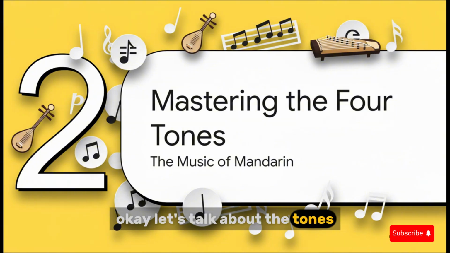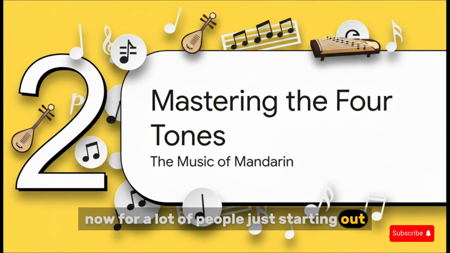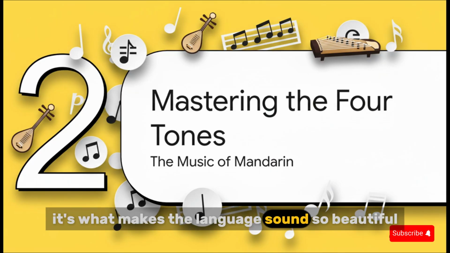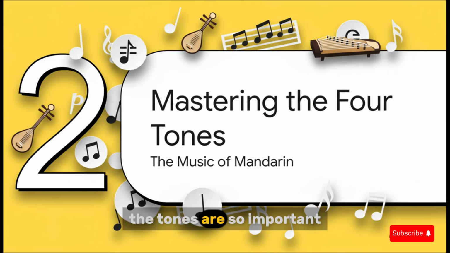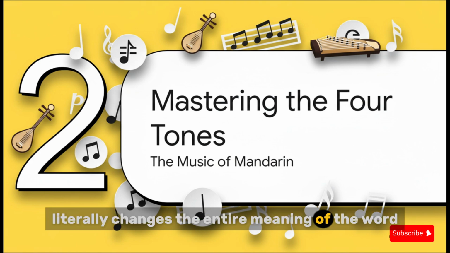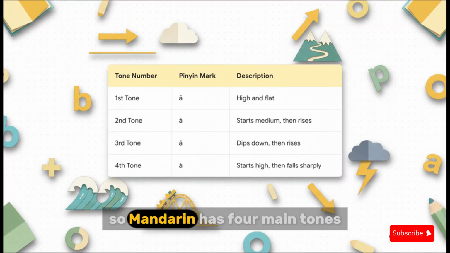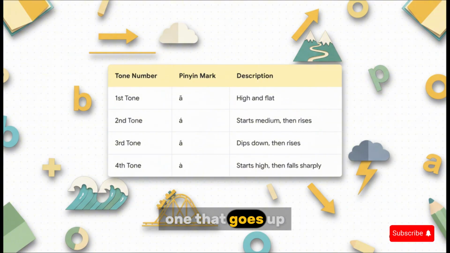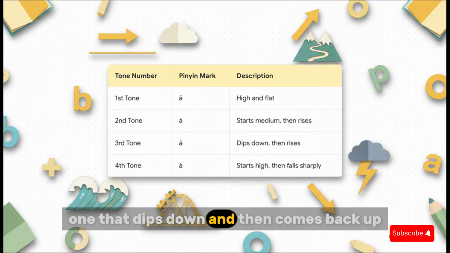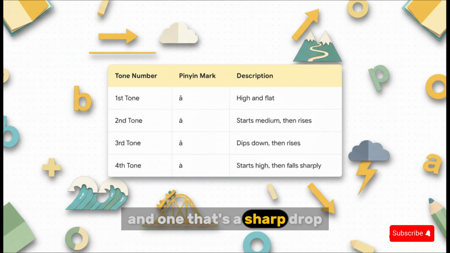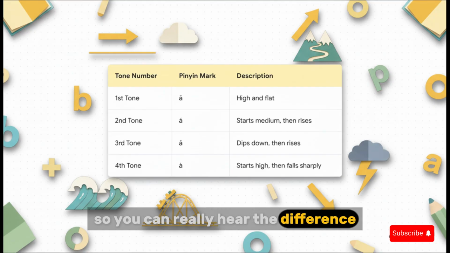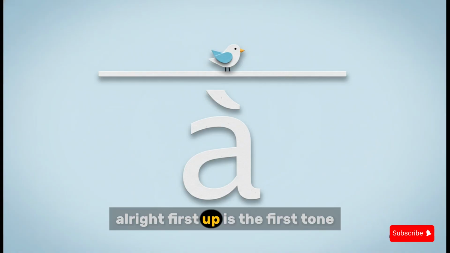Okay, let's talk about the tones. Now, for a lot of people just starting out, this can feel like the trickiest part. But honestly, it's what makes the language sound so beautiful. The tones are so important because changing the tone literally changes the entire meaning of the word. So, Mandarin has 4 main tones. You've got a high, flat one, one that goes up, one that dips down and then comes back up, and one that's a sharp drop. We're going to go through and practice each one right now so you can really hear the difference.